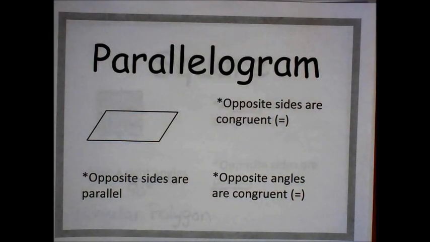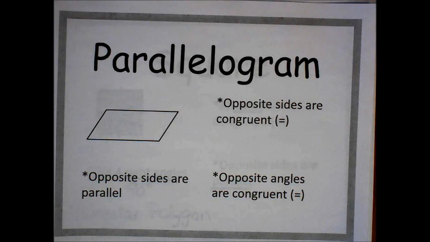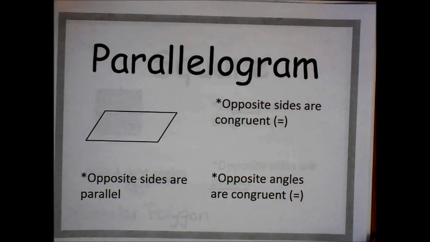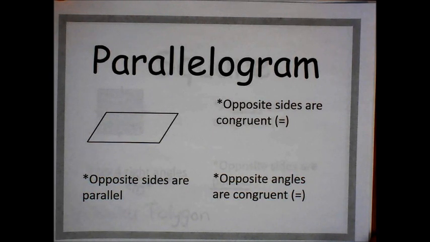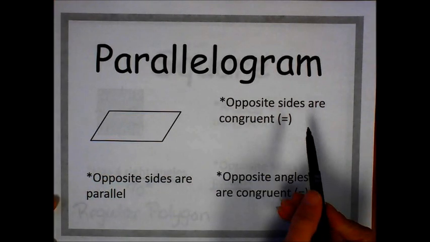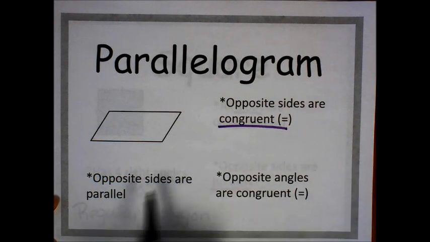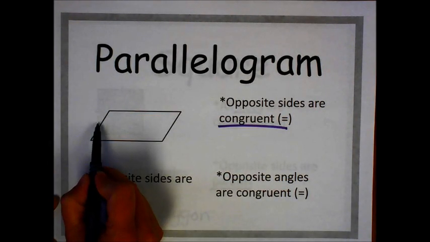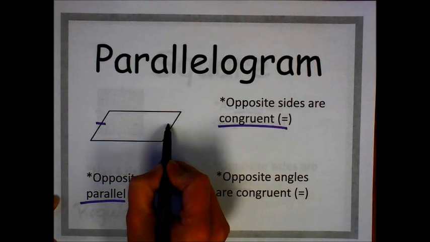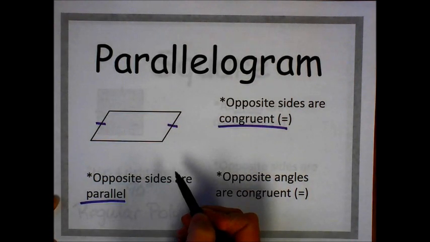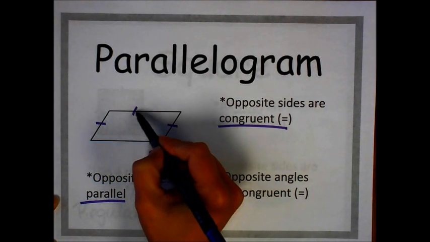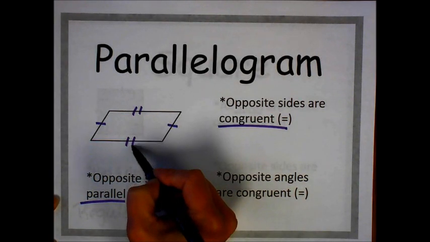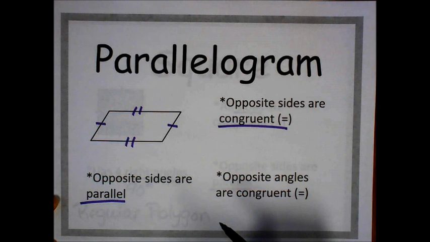Next, we have a parallelogram. Here's what you need to know about a parallelogram. A parallelogram is similar to a square and a rectangle in the fact that opposite sides are congruent and opposite sides are parallel. So that means the left side and the right side are both parallel and equal. Then the top and the bottom are also parallel and equal.